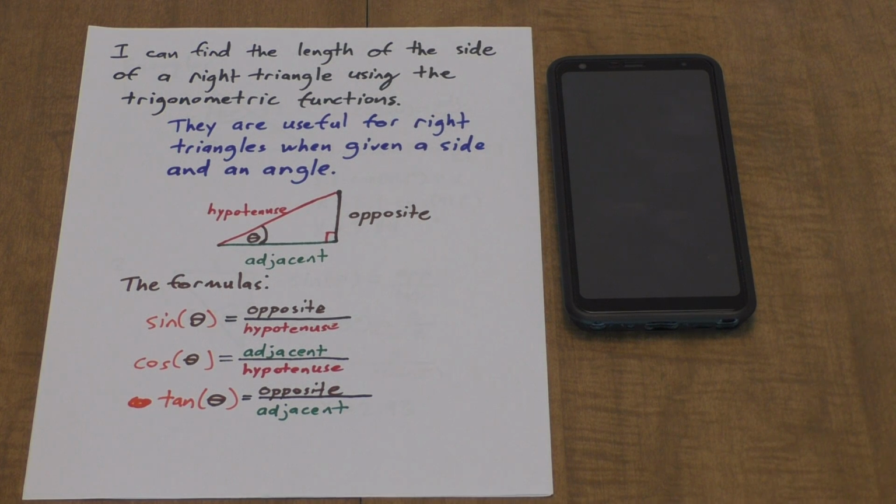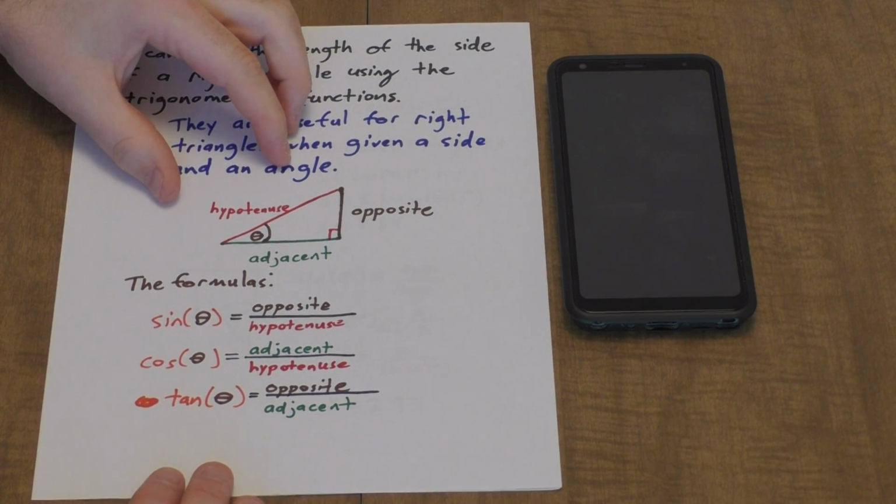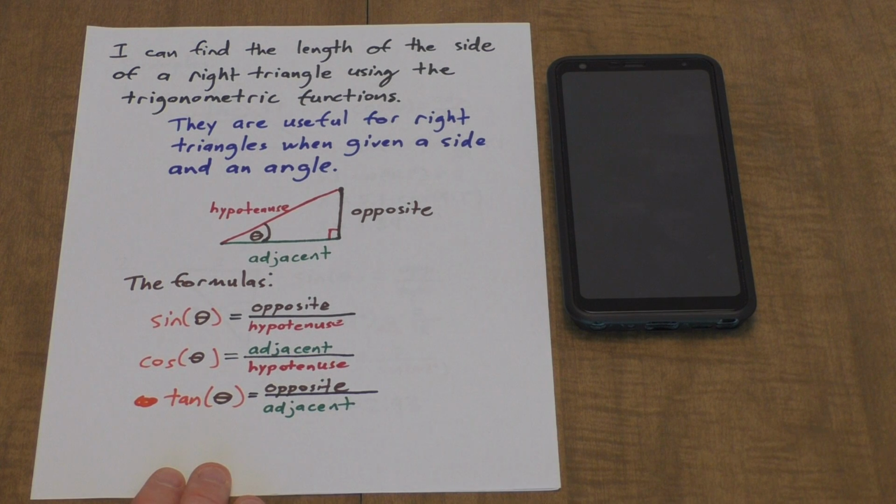Trigonometric functions are these special functions that relate the angle of a right triangle to the sides of a right triangle. So let me start out here talking about what we're going to call these sides.